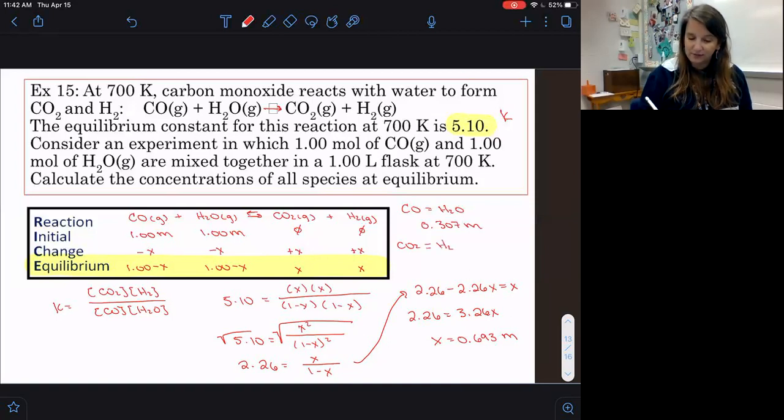And then I see that my carbon dioxide and my hydrogen are going to equal each other. Sorry, hydrogen. I keep saying that today. And that's just going to be X. So this is going to be 0.693. And this would be my answer here, where I have the concentrations of each substance at equilibrium. Okay?